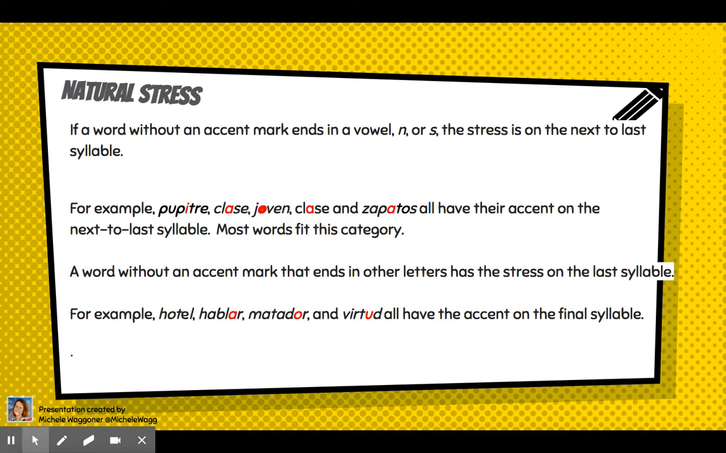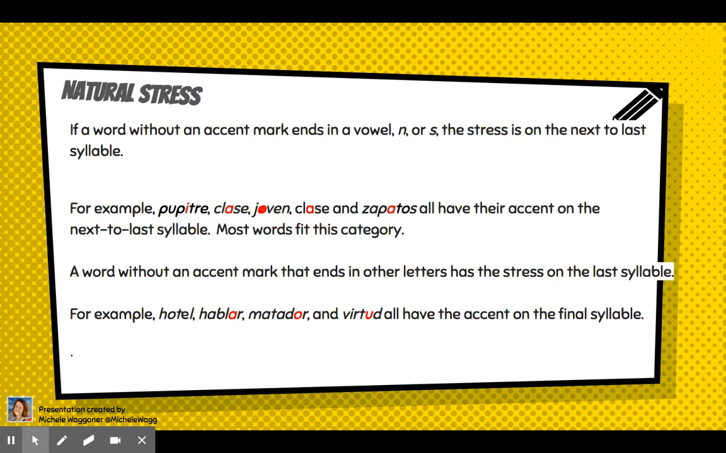Okay, guys, so we're going to go ahead and study another concept, which is natural stress. If a word without an accent mark ends in a vowel, N, or S, the stress is in the next to the last syllable, okay? So if a word doesn't have any accent and ends in a vowel, N or S, then the stress is in the next to the last syllable.